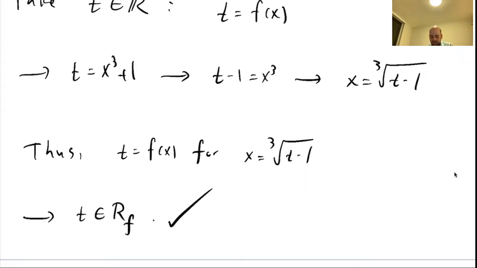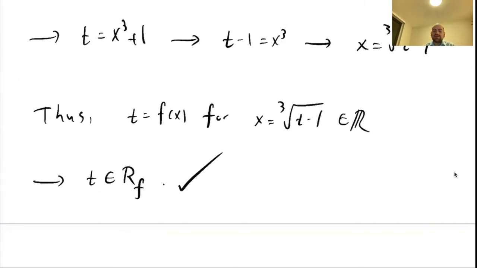And remember, the cube root of t minus 1. Please always be careful to check the x that you get this way. So I took some t in the codomain, which in this case is all real numbers. If I want to show that the function is onto, I have to show that this t belongs to the range. How can I show that it belongs to the range? I have to show that it's equal to f of some x, for some x in the domain. So I put t equals f of x, and I found the value for x. Then you have to check whether this x is inside the domain or not. Because if x is outside the domain, then that's not acceptable.